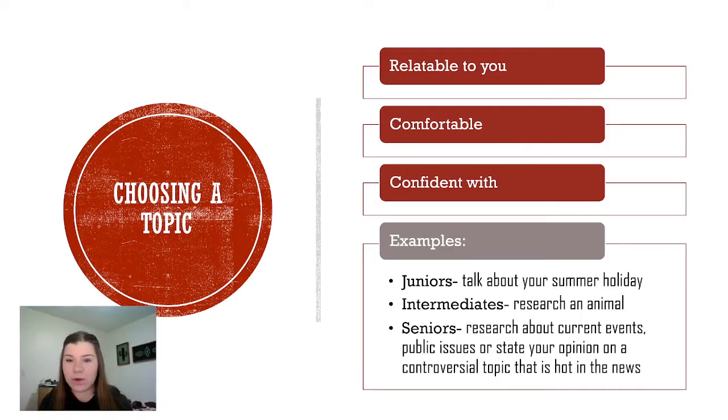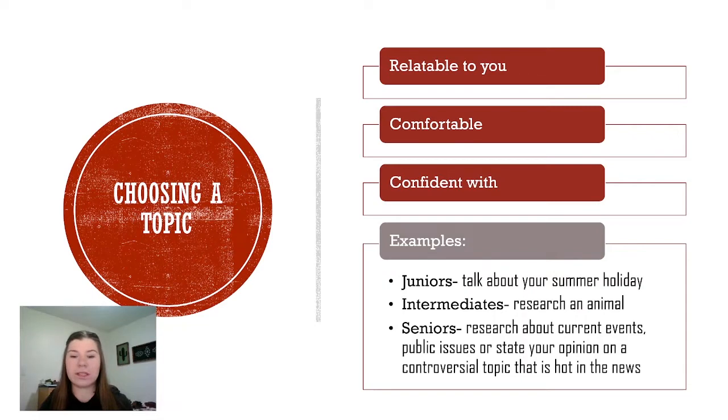So first off, when you're thinking about creating a speech or a presentation for your communications project that everyone must complete in 4-H here in Alberta, the first thing you need to do is choose your topic. So when choosing a topic, you want to choose something that's relatable to you. It's far easier to talk about something that you can relate to rather than talking about something that you have no idea what it even is about.